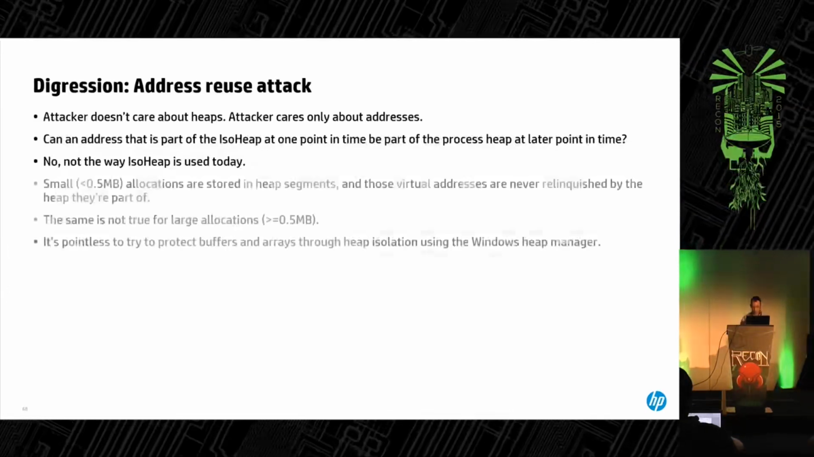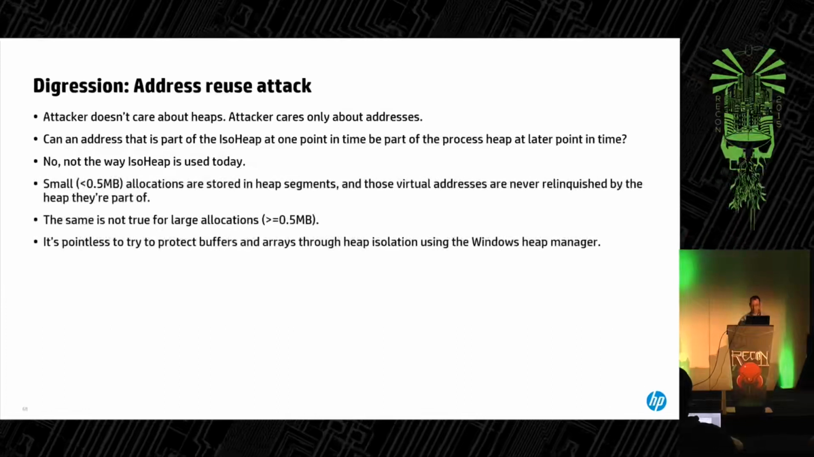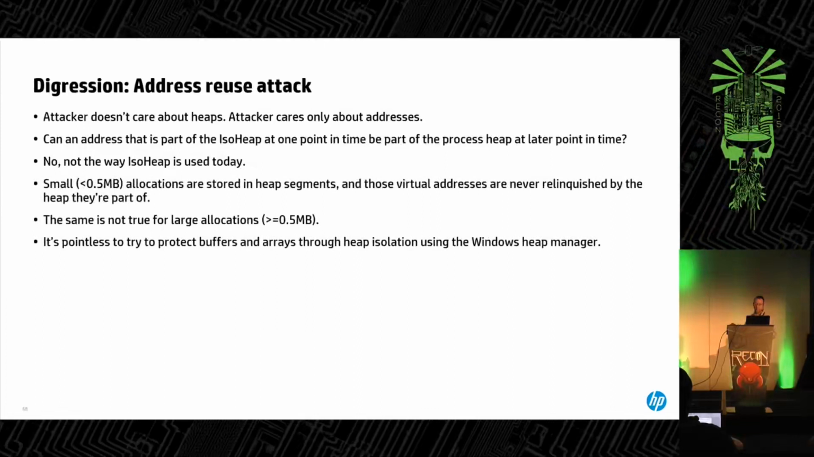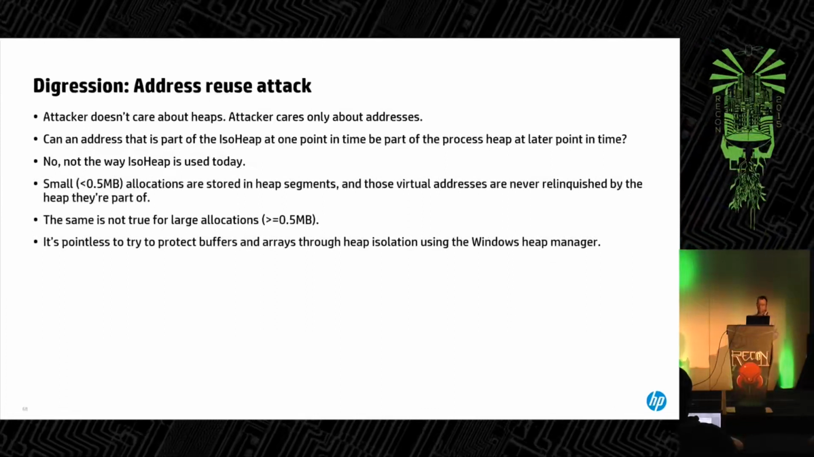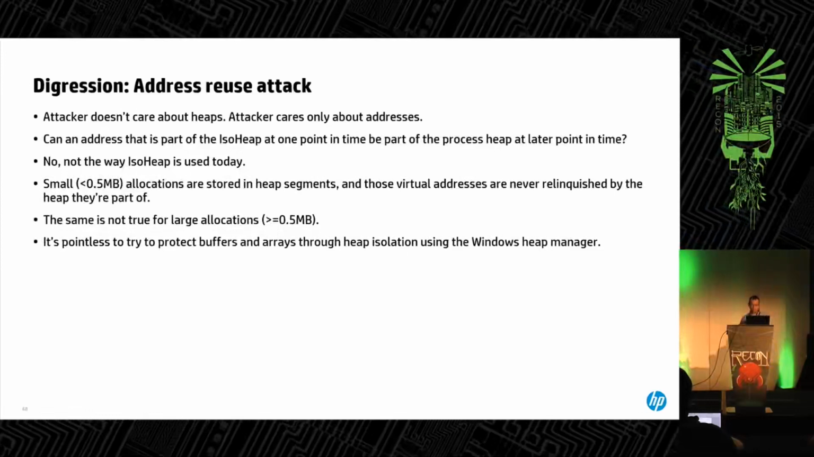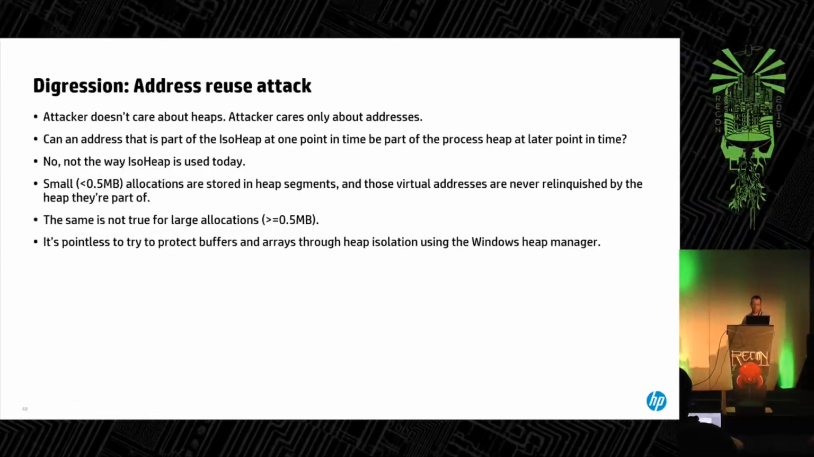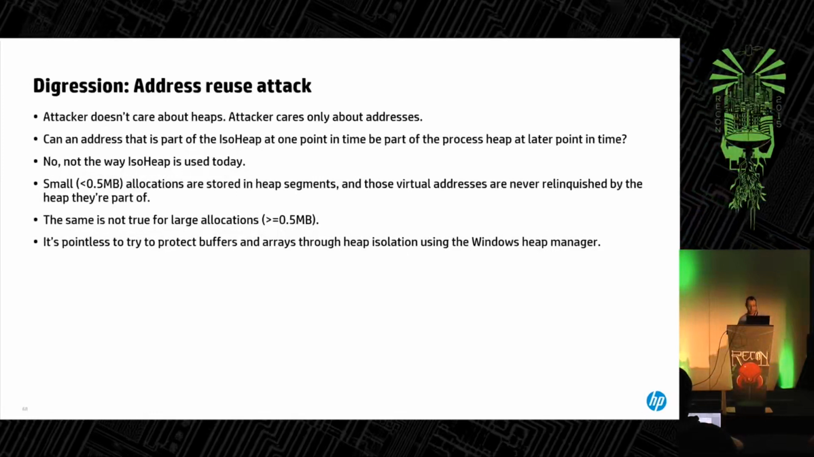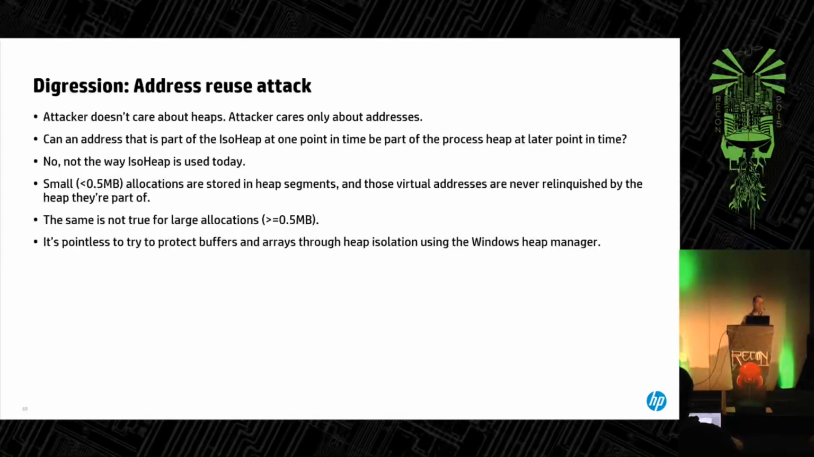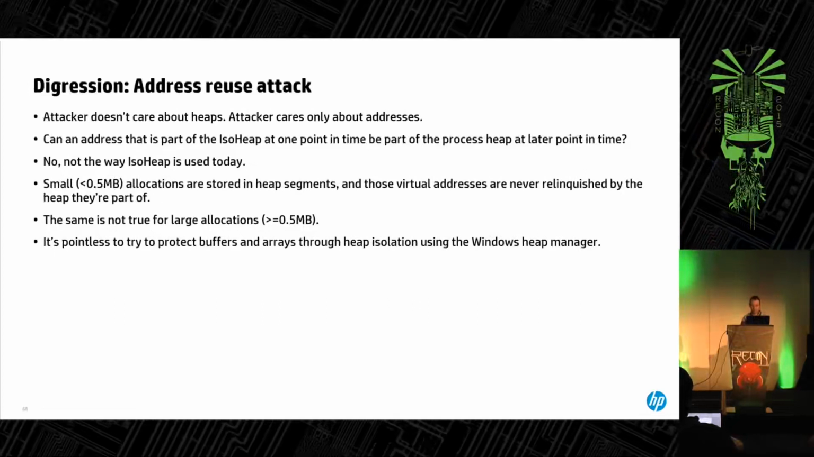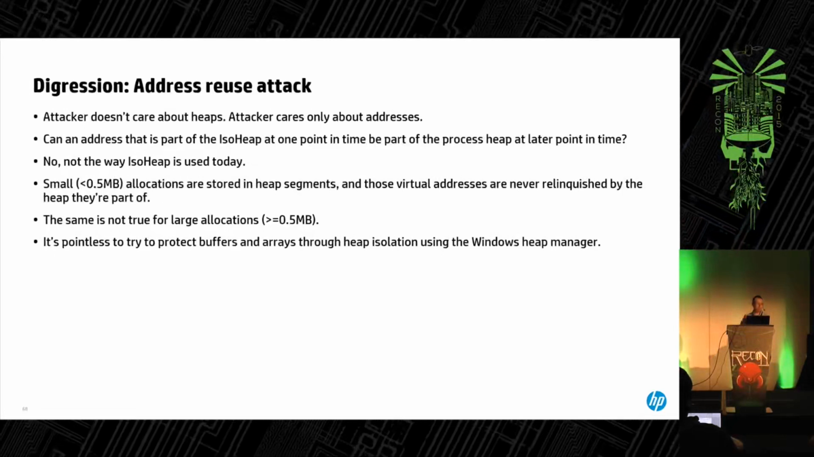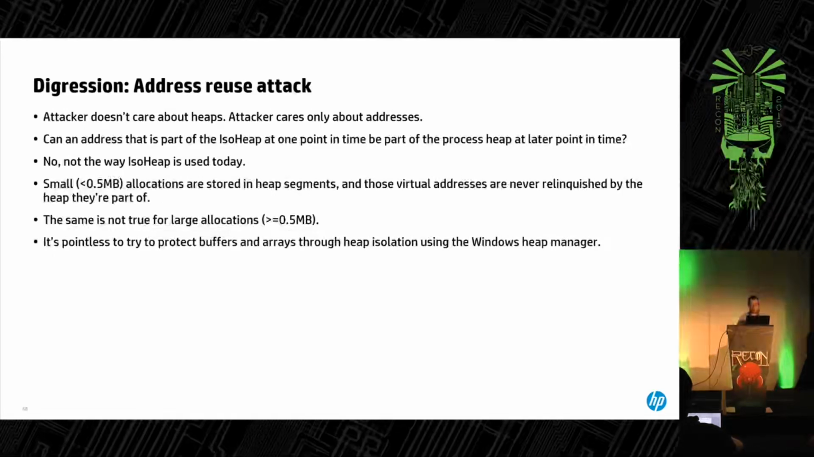Here's why. The way the Windows Heap Manager works with small allocations is that it puts them inside regions of virtual memory called heap segments. And once a particular heap reserves a segment, it never relinquishes control of those virtual addresses. For as long as that heap lives, it's never going to allow those addresses to become part of any other heap. And today, the ISO heap is used only for small scalar allocations, so it's good.